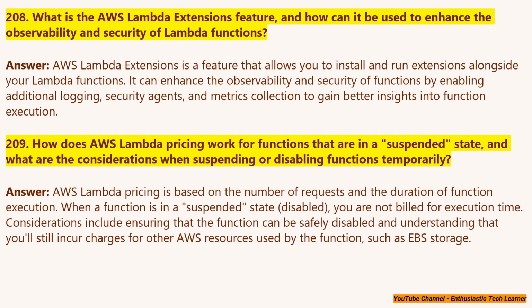How does AWS Lambda pricing work for functions that are in a suspended state, and what are the considerations when suspending or disabling functions temporarily? AWS Lambda pricing is based on the number of requests and the duration of function execution. When a function is in a suspended or disabled state, you are not billed for execution time. Considerations include ensuring that the function can be safely disabled and understanding that you'll still incur charges for other AWS resources used by the function, such as EBS storage.